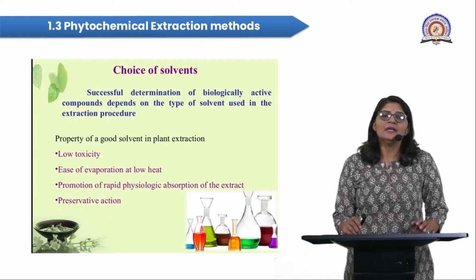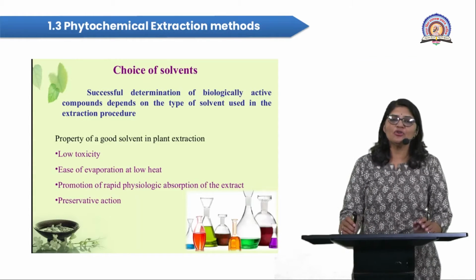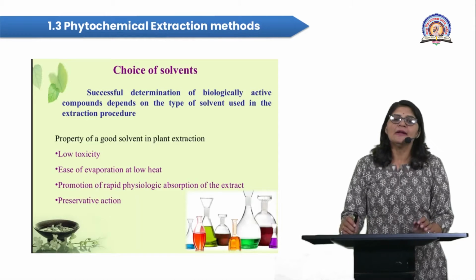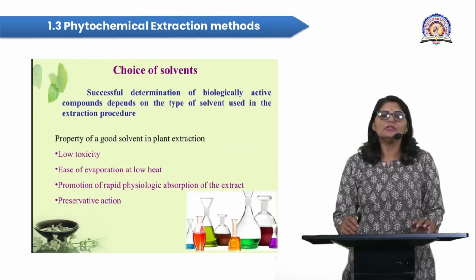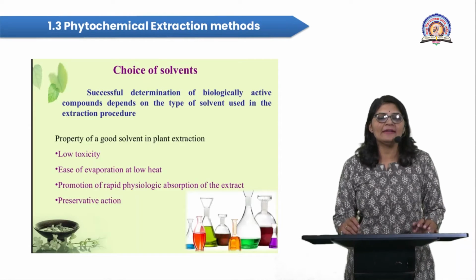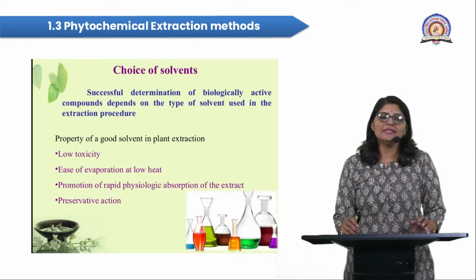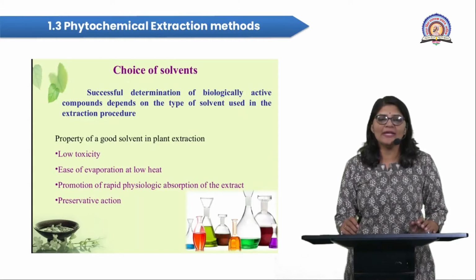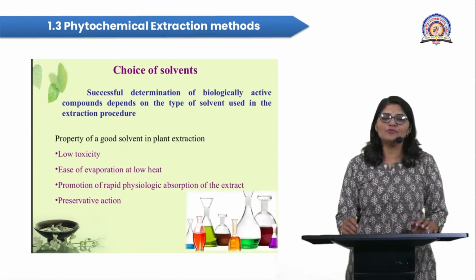So here I'm focusing on the choice of solvents. The successful determination of biologically active components depends on the type of solvent used in the extraction process. The properties of a good solvent in plant extraction are low toxicity, ease of evaporation at a low heat or low temperature, promotion of rapid physiological absorption of the extract, and the last one, preservative action. These are the important properties of a good solvent.